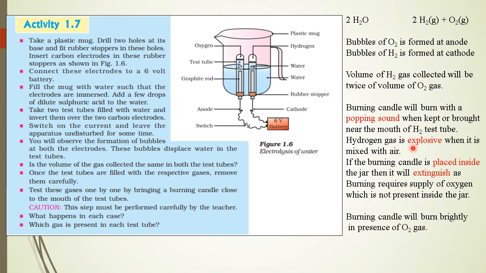And if we bring the burning candle over the mouth of the other test tube where oxygen gas was getting evolved, the burning candle will burn brightly in the presence of oxygen gas. So there would be just a bright burning when brought over the mouth of the test tube where oxygen gas was evolved. Electricity has decomposed the H2O to H2 and O2 gases. So this is another example of decomposition reaction.